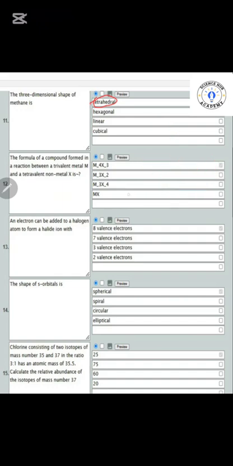So number 12, the formula of a compound in a reaction between M, a trivalent metal, and a tetravalent non-metal. So if X is a non-metal tetravalent, 4 negative, so this will be M4X3. So which one is most appropriate here? And this is here.